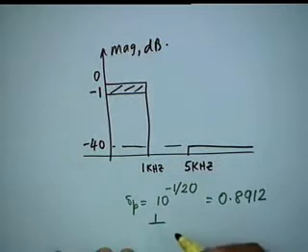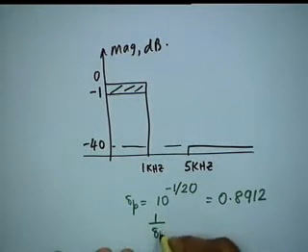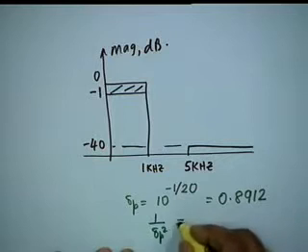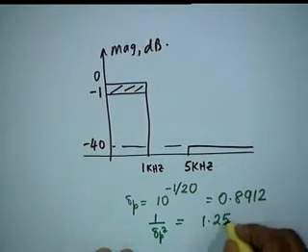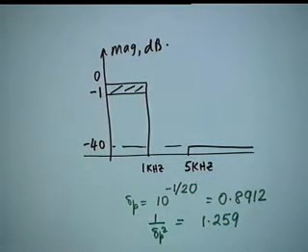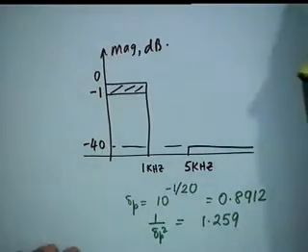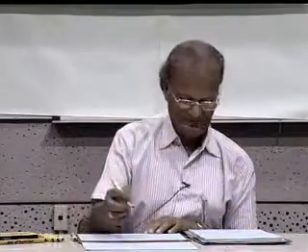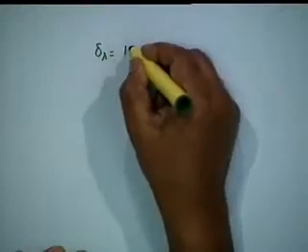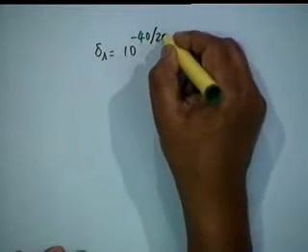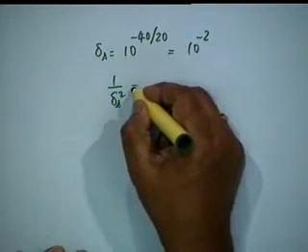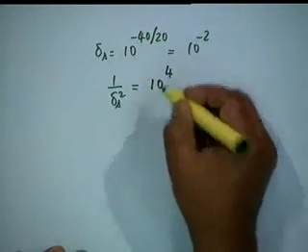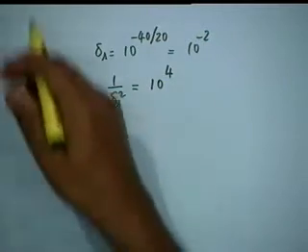And what we need is not delta p, we need 1 by delta p squared. So, let us calculate this at the same go, and this comes as 1.259. My calculations are all with my calculator Casio. Delta S is 10 to the power minus 40 by 20, so it is 10 to the power minus 2. So 1 by delta S squared is equal to 10 to the power 4. All right.